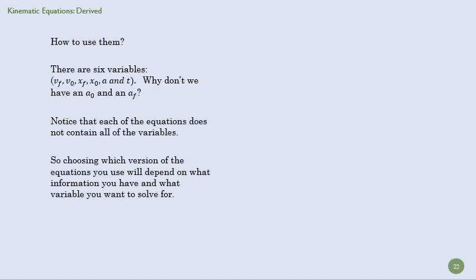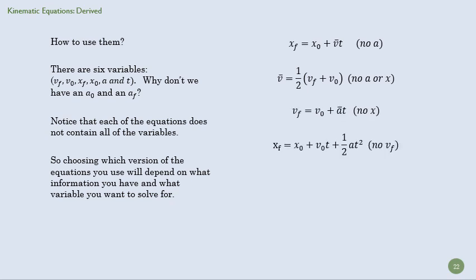Okay, how do we use these? Well, there are 6 variables: VF, V naught, XF, X naught, A, and T. Why don't we have an A naught and an AF? Because we've defined acceleration as constant, so these are always going to be the same, so we just call it A.